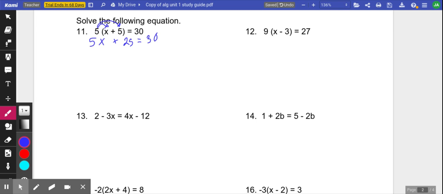Okay, so then we want to isolate the x term. So we've got a plus 25 here. So that means I'm going to do the inverse operation of addition, which is subtraction. And I will subtract 25 from both sides of the equation. So then we have 5x, these cancel out, equals 30 minus 25, which is 5. Then to get the x alone, we divide by 5 on both sides. x equals 1.